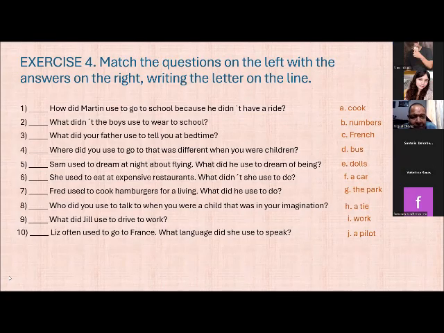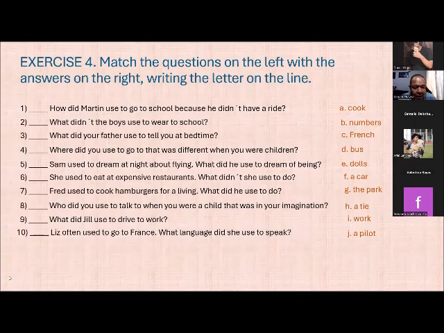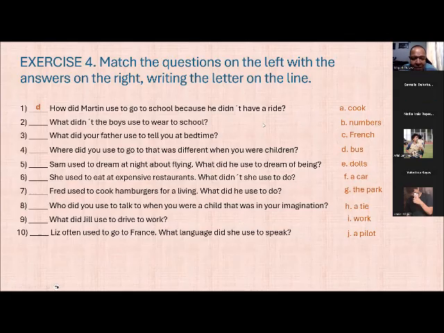Please, Daniel. Then number 2, Norma Guadalupe. Letter D, bus. Can you read the question, please, Daniel? Yes. Bus. How did Martin used to go to school because he didn't have a ride? Letter D, you said letter D, bus. Thank you so much, Daniel. You were right. Okay.